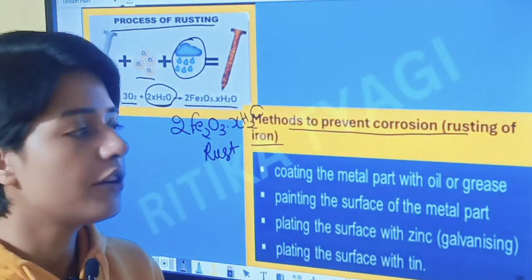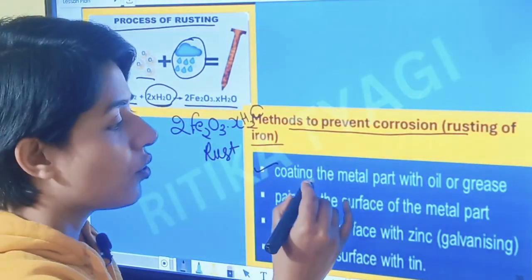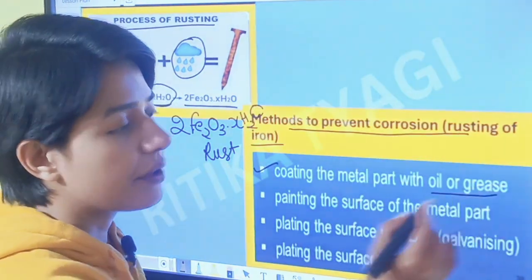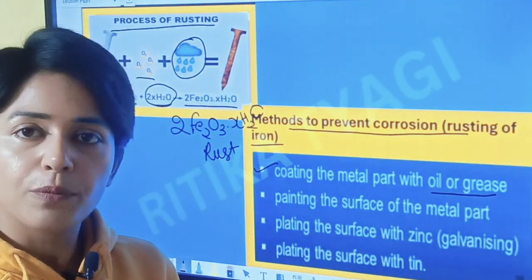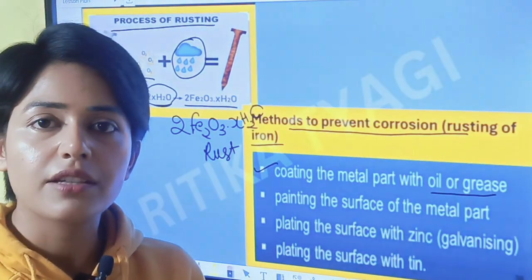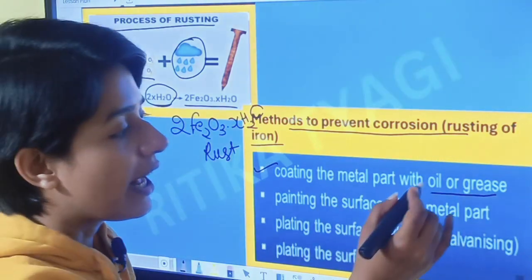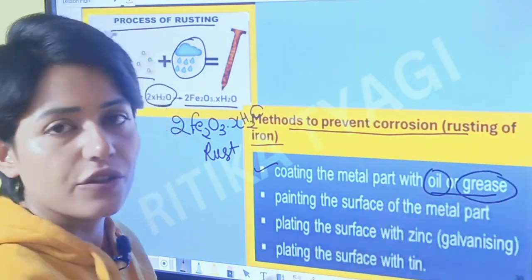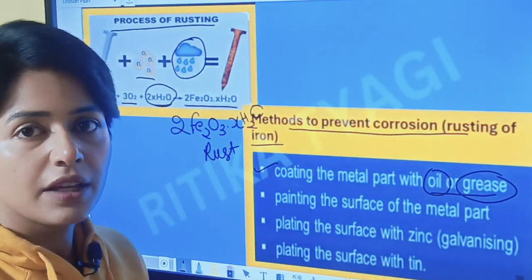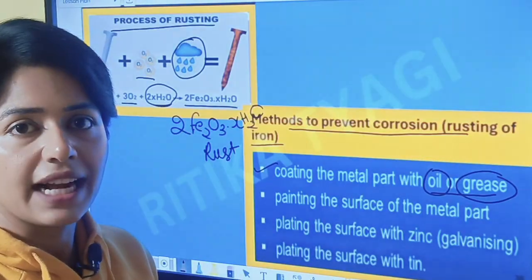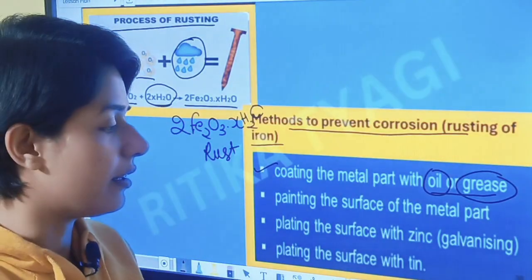How do we protect iron from rusting? The first is coating the metal part with oil or grease. We have to prevent the contact of the metal surface with damp air, so we oil or grease the surface of the metal, which are antioxidants that act as a protective covering for the metal.